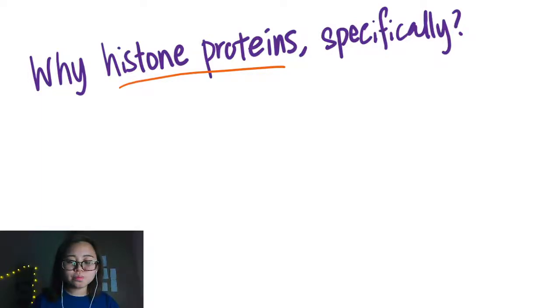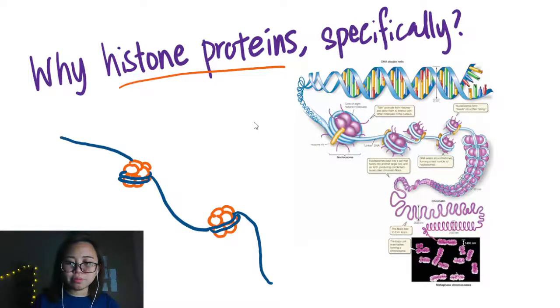Why are we specifically talking about histone proteins? Well, we're talking about histone proteins because if you remember, your DNA in eukaryotes is associated with histone protein. Ini apa yang saya cakap dalam chapter 1, ada cakap sedikit. Chapter 2, ada cakap sedikit.